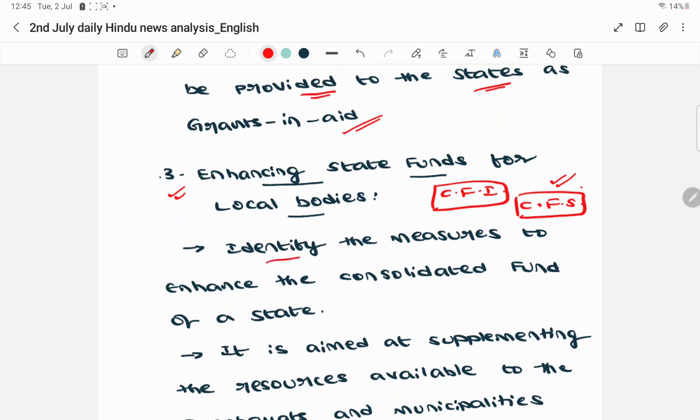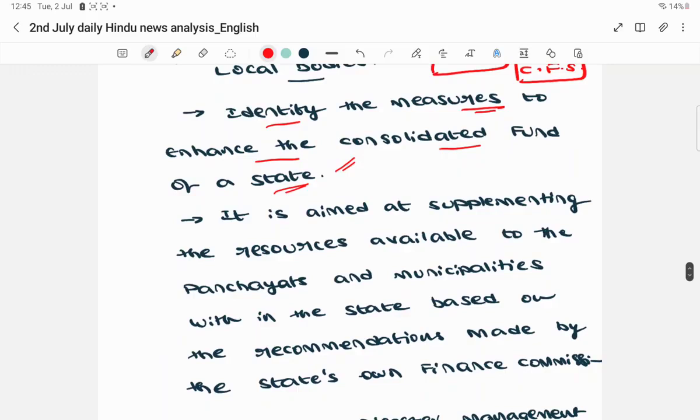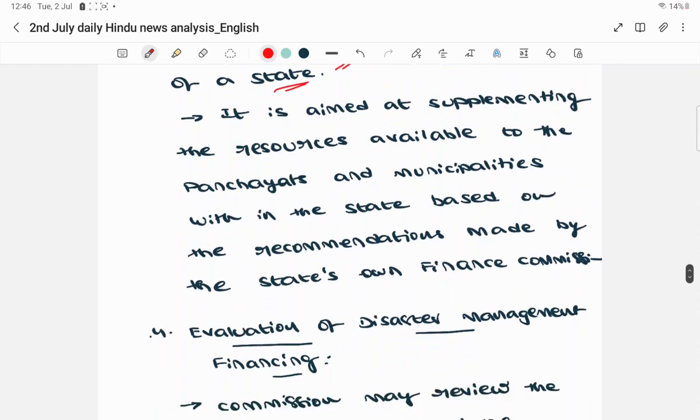The Finance Commission should identify the measures that should be taken to enhance the consolidated fund of each state. So that means the Finance Commission should recommend the measures that help the states to increase their consolidated fund, thereby increasing devolution to the panchayats as well as the municipalities, that is the urban local bodies. And this is the third important thing in the terms of reference.